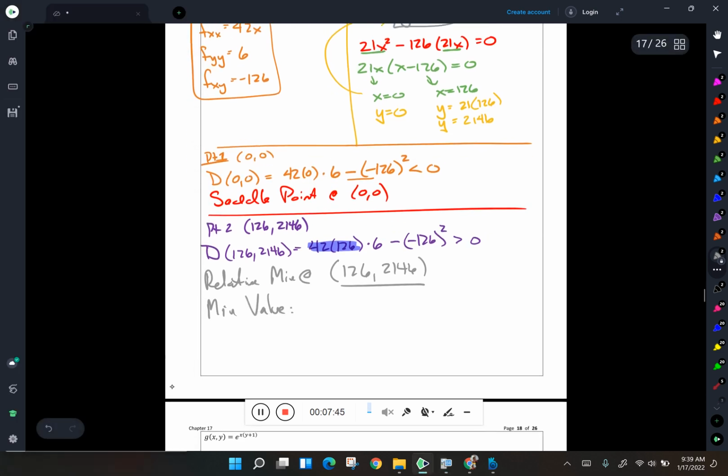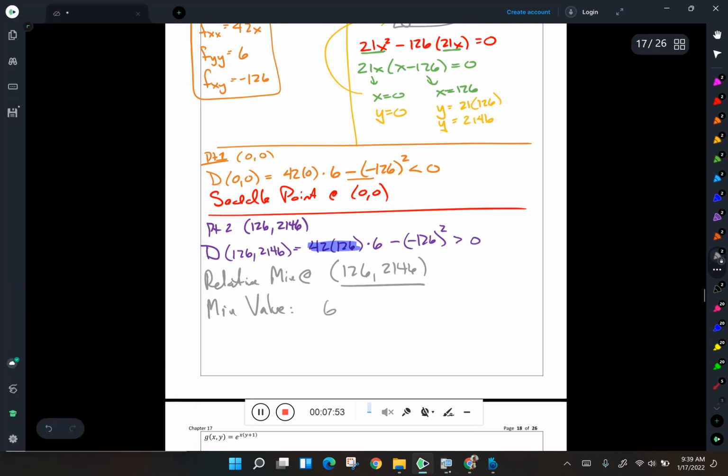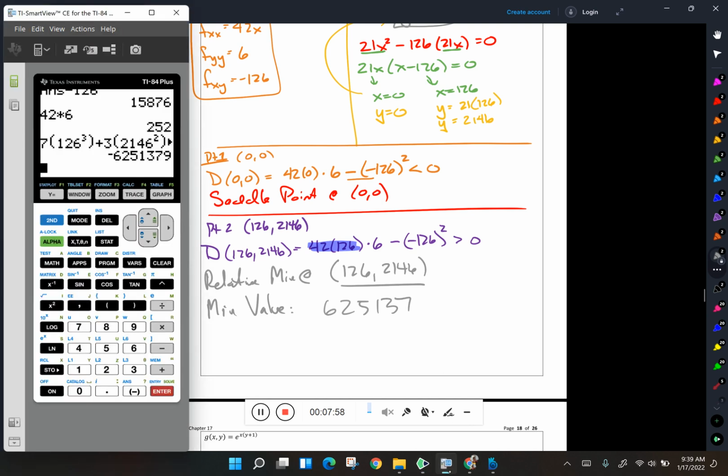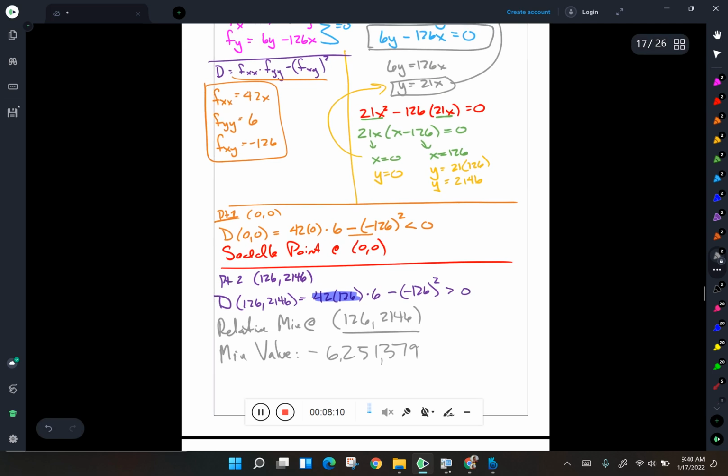And so I get a minimum value of, what was that again? 625,137.9. Negative 6,251,379 is our minimum value. That was lovely. Right. So I did the math and I found out that this thing has a saddle at 0, 0 and a minimum value of negative 6 million change. Right. Don't focus on that number. It seems absurd, and it kind of is.